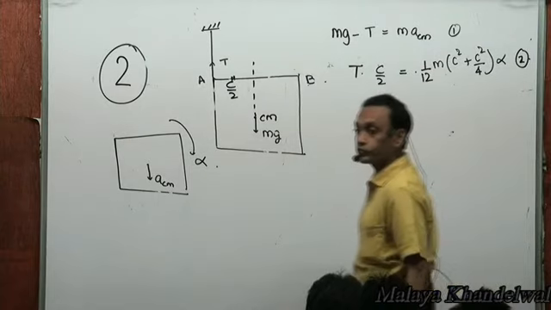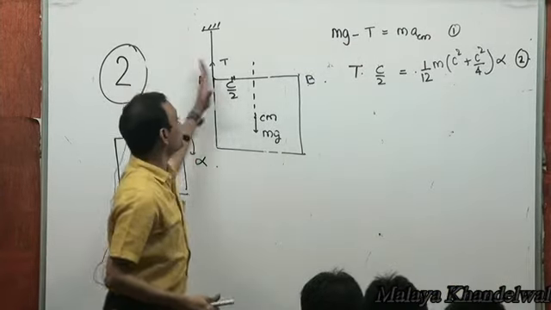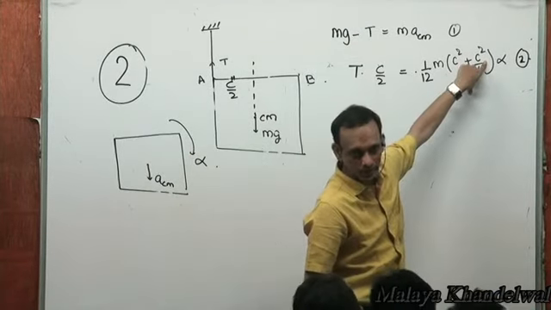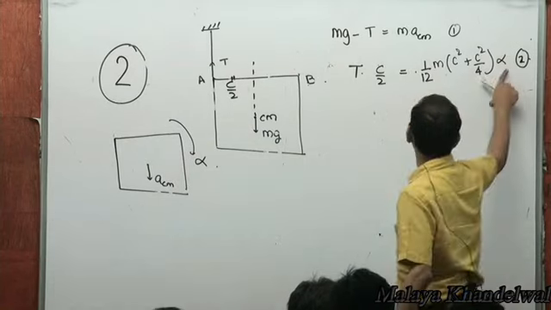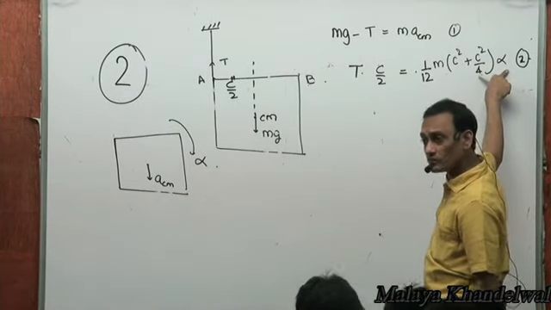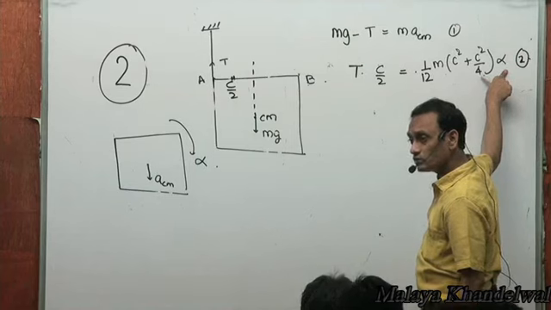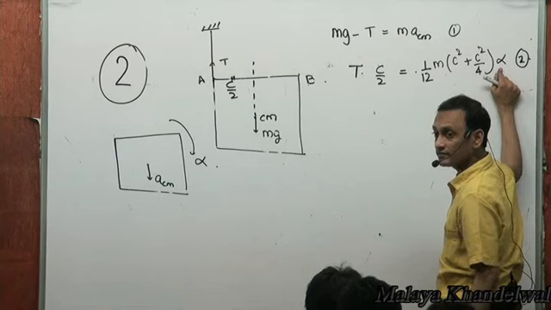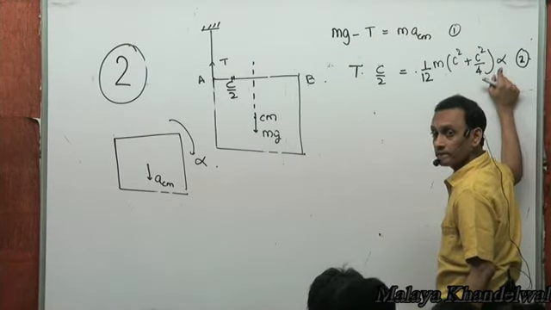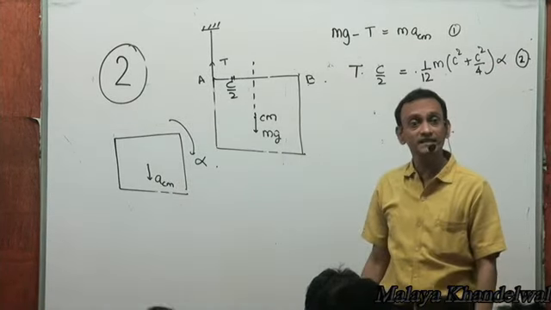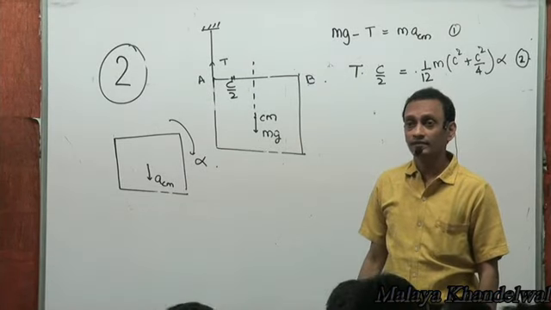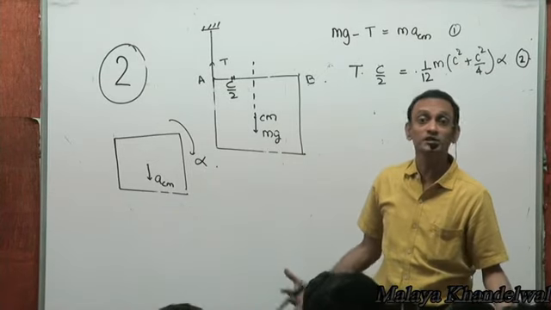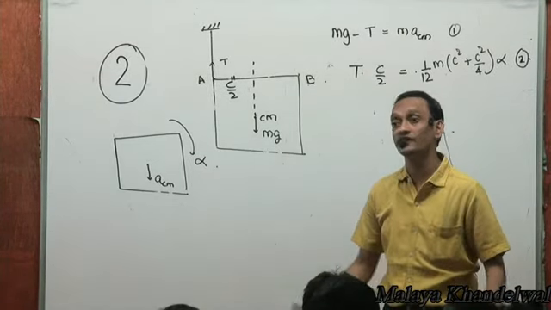Yes or no? Torque about the center of mass, T into c by 2, would be I about the center of mass, which is 1/12 m a squared plus b squared for a rectangular lamina, into angular acceleration alpha. Right? How many unknowns are there? T, ACM and alpha. And I'm done with these equations of this type. I still need a filler equation to take care of a filler entity here.